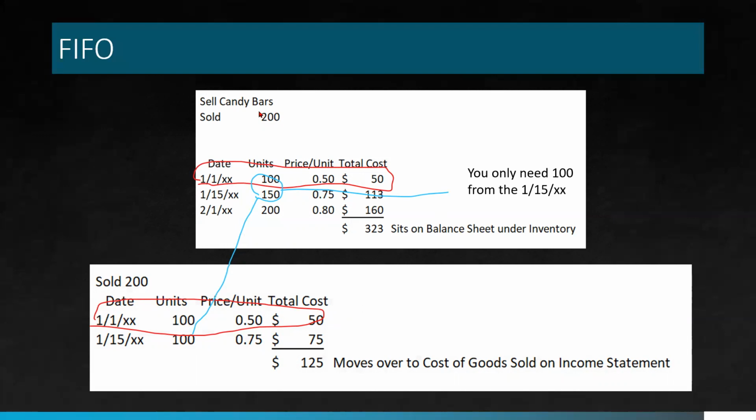But remember, I sold 200 candy bars, which means I have to take 100 candy bars from the purchase that I made on the 15th of the month at 75 cents. And coming down here, I look at the 1/15 purchase, 100 units at 75 cents, that's $75. So that means I've sold 200 candy bars and my cost of revenue or my cost of goods sold based on the FIFO method was $125.